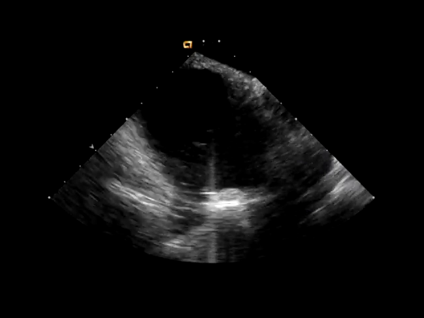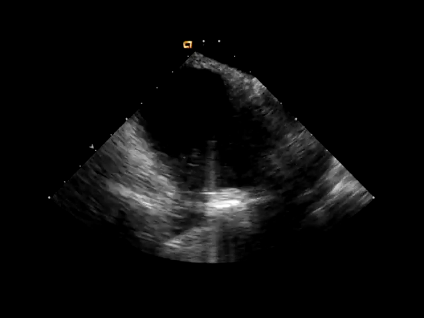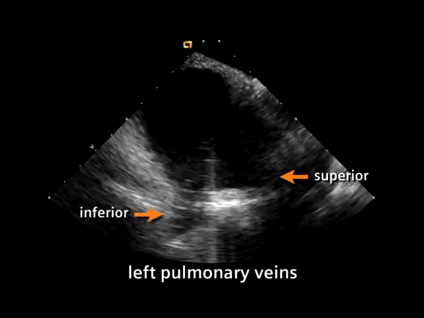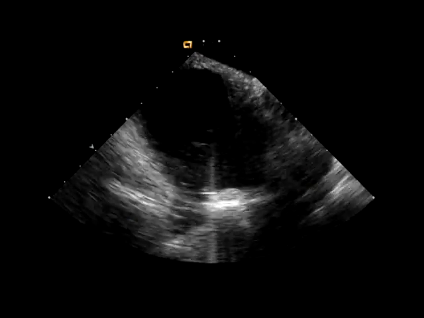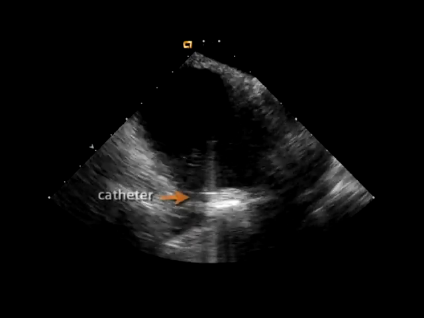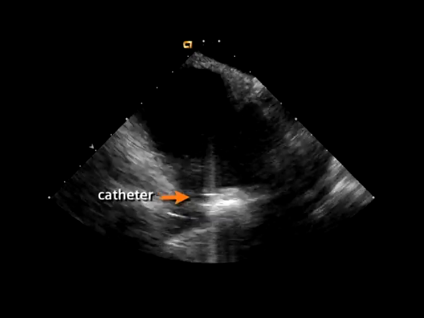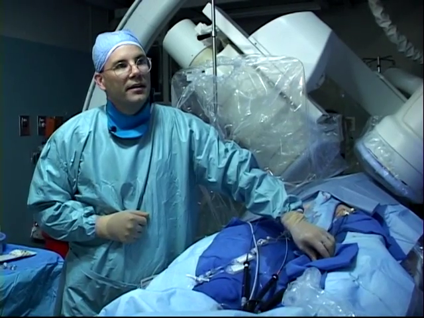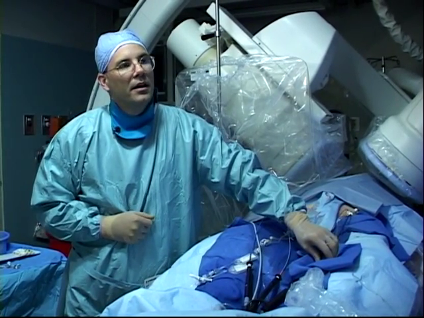And in this view, we have two left pulmonary veins, the inferior to the left of the screen by the Accuson A, and the superior to the right of the screen at 4 o'clock. A lasso catheter is seen perpendicular, and the individual poles of the lasso can be seen by their hyperdense echoes. We're ablating in the left inferior pulmonary vein.